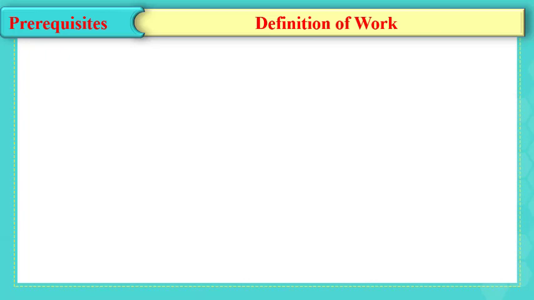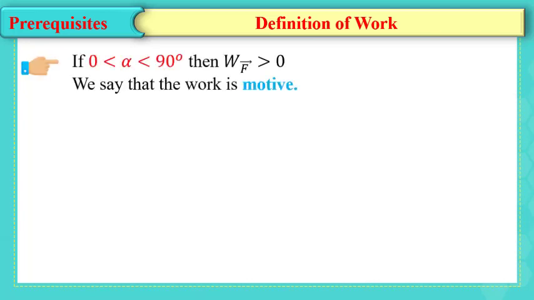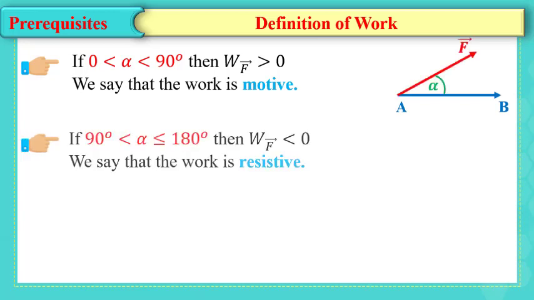If the angle is acute, the work is positive, and we say that it is motive. When it's obtuse, the work is negative, and we say that the work is resistive. And it depends on the direction of F with respect to AB. If the motion from A to B is to the right and the force is trying to pull against this motion, then the angle will be obtuse. And the opposite, if AB is to the right and F is pulling in the same direction, like the first case, then it is acute.